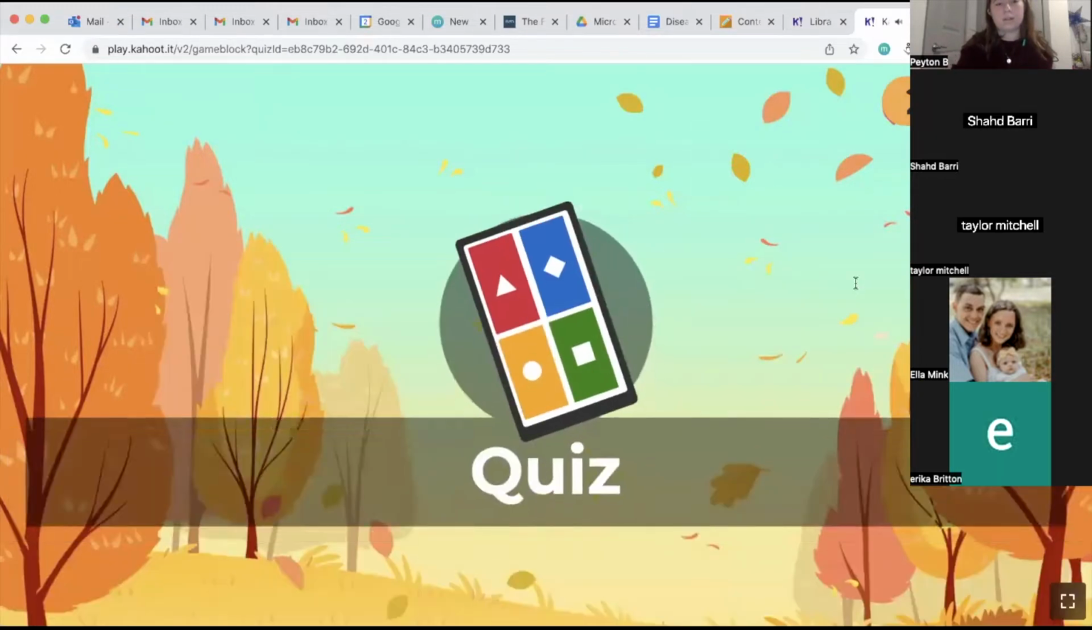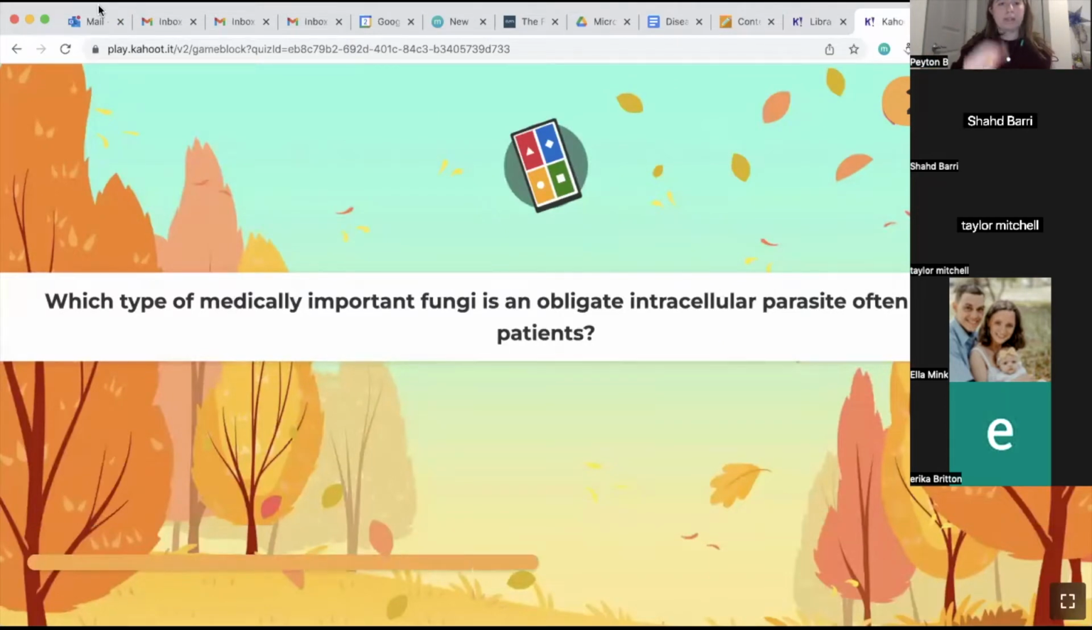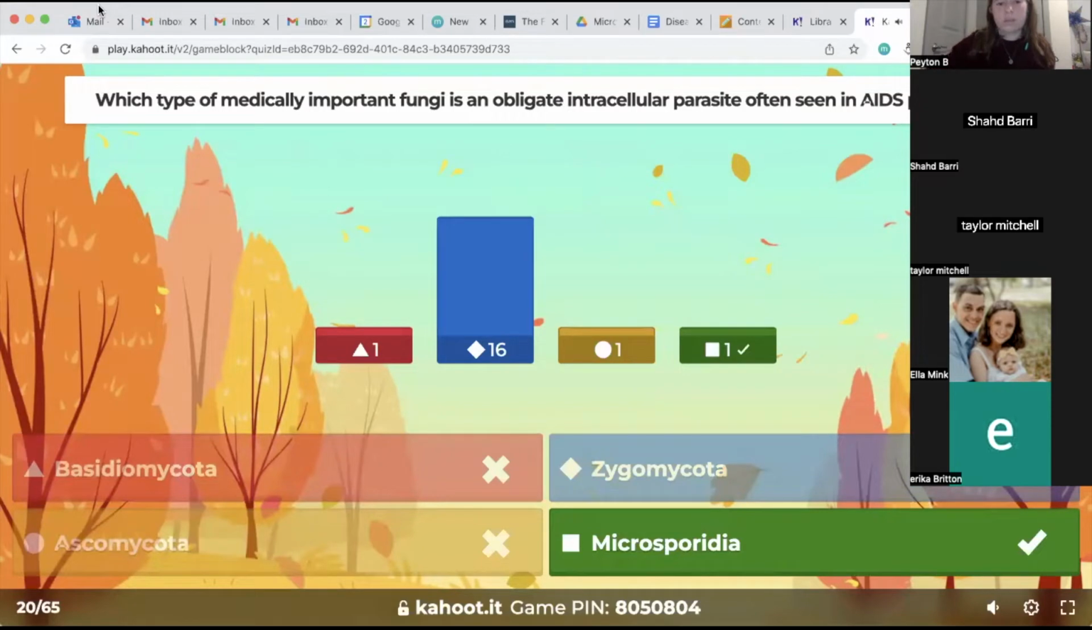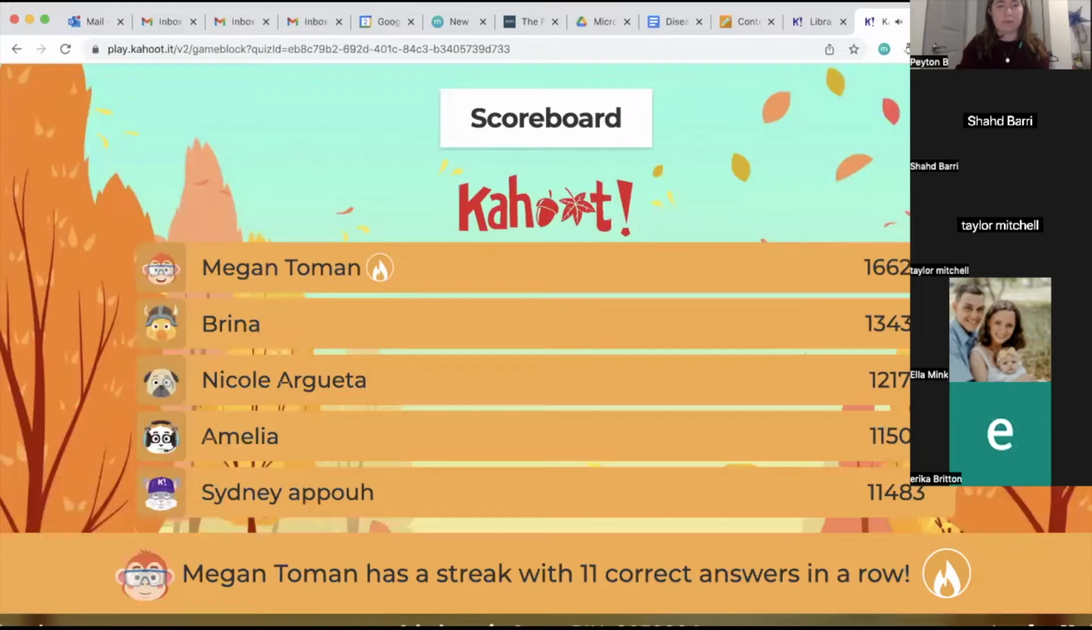All right. Next one. Which medically important fungi is an obligate intracellular parasite often seen in AIDS patients? See, all of the information goes together. It is Microsporidia. So yes, know that one. It's Microsporidia, often seen in AIDS patients. So definitely look back over that one.